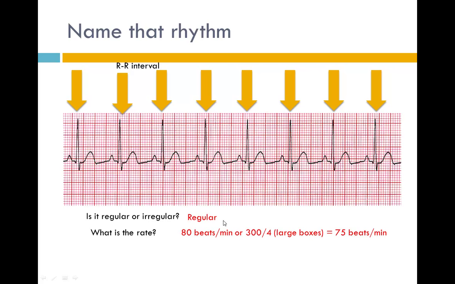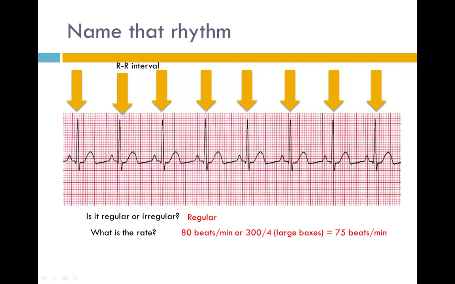Or if we were unsure if this was a 6-second strip, we'll go back to our method of counting these large boxes. Okay, so I'm going to count the large boxes between the R and the R. So this one hits right on a big box. So 1, 2, 3, actually almost 4. So we're going to say somewhere in between 3 and 4. So let's do 4 because it looks like it hits more on that fourth box. So 300 divided by 4 equals 75. So we're close to that 80 beats per minute with our quick method.